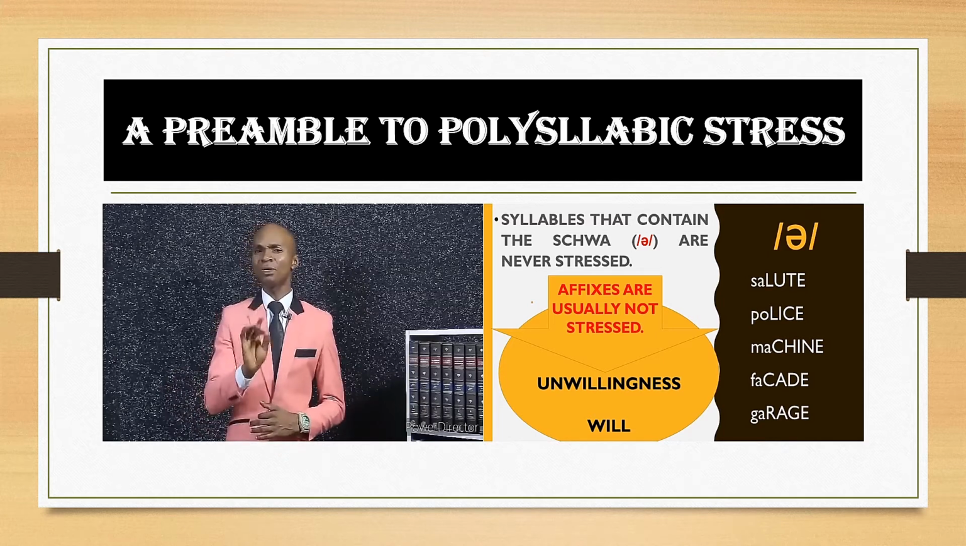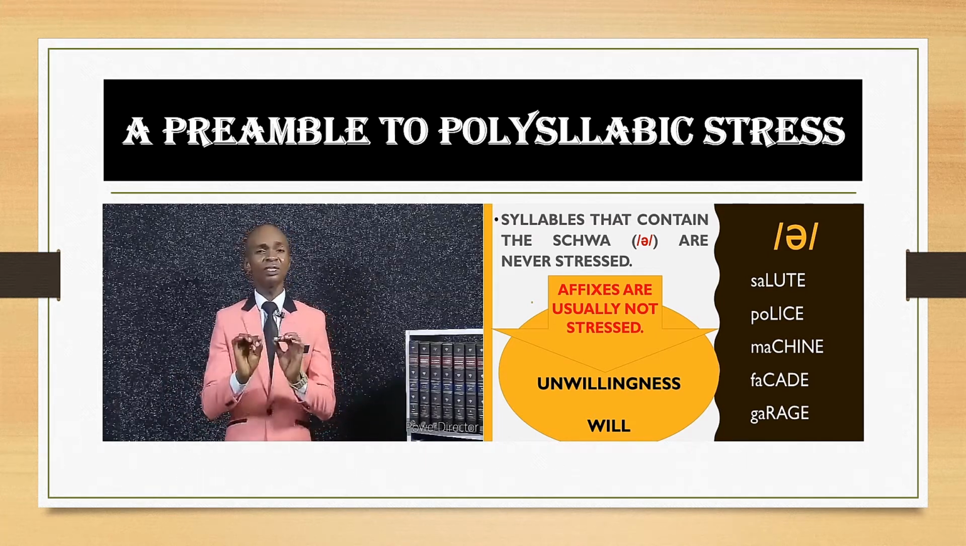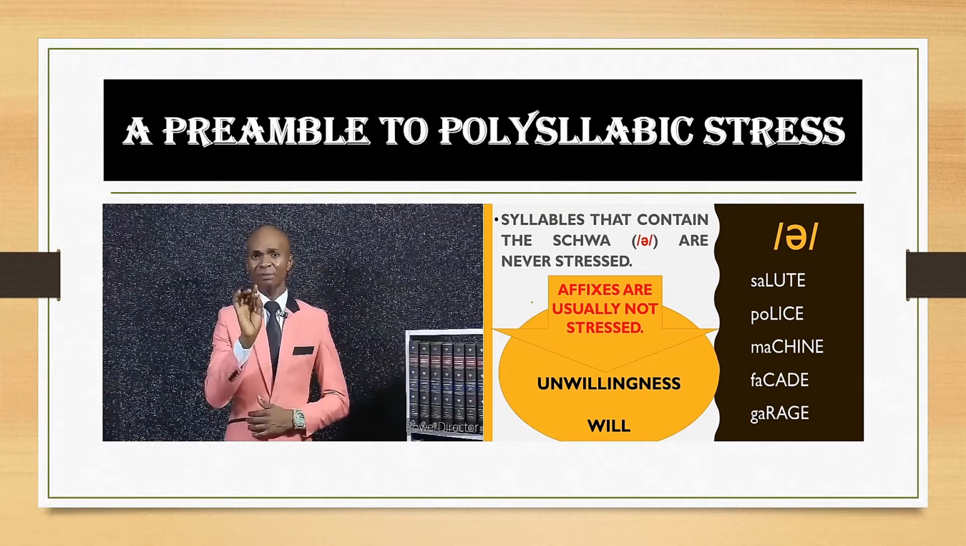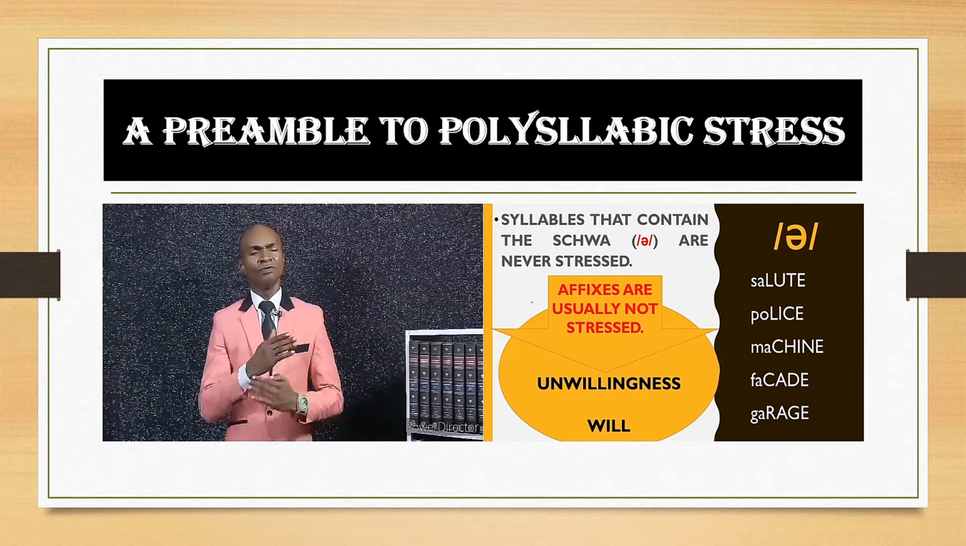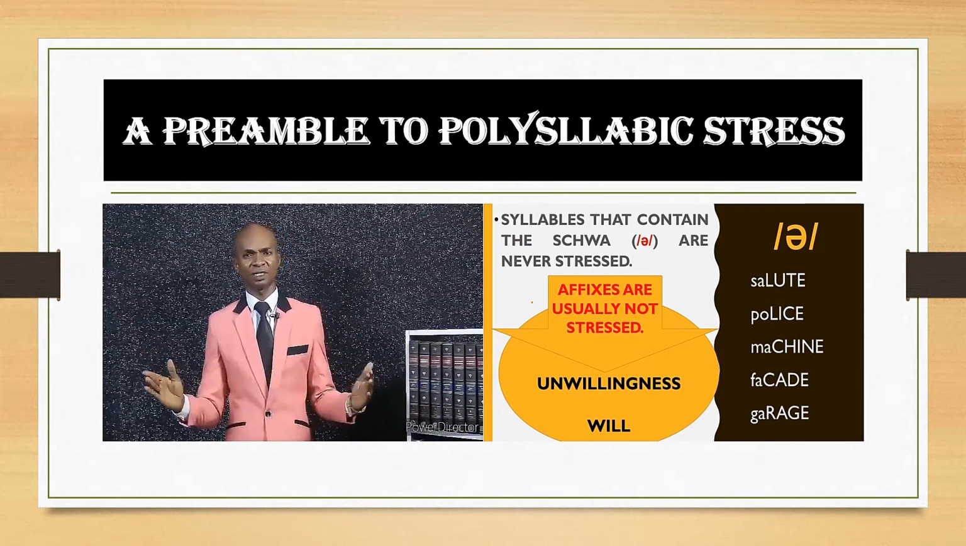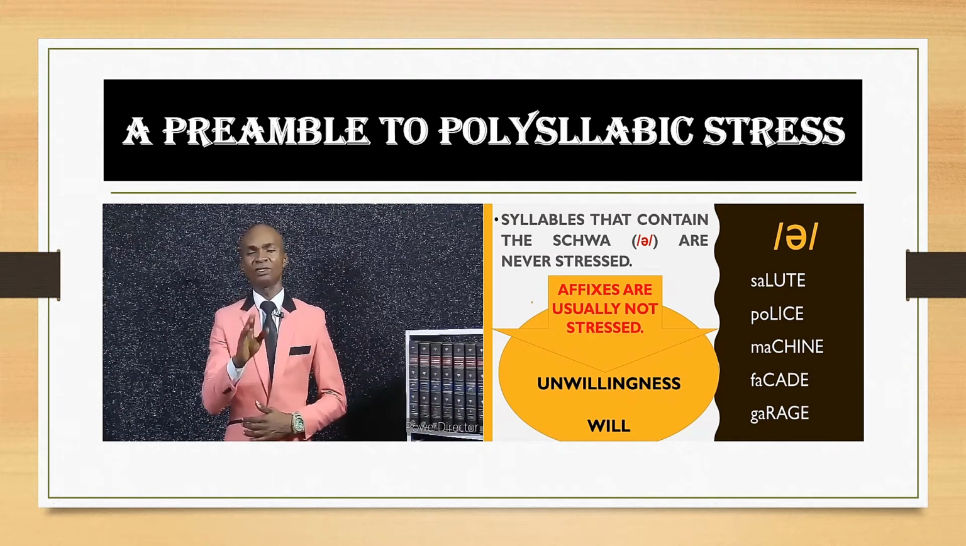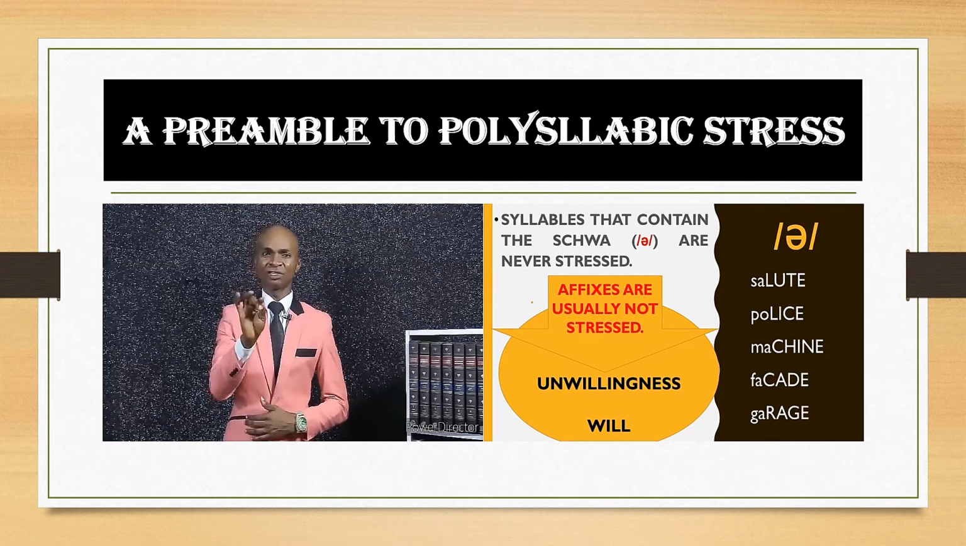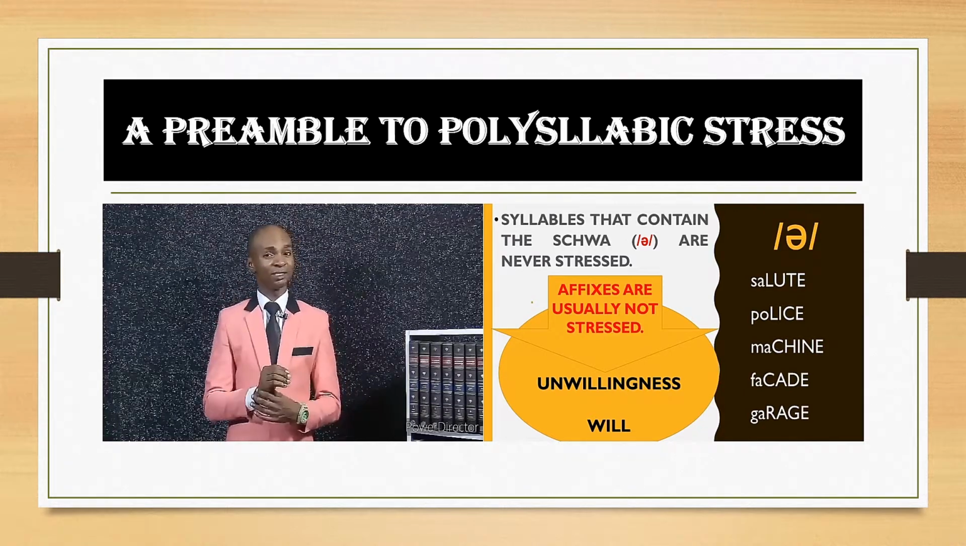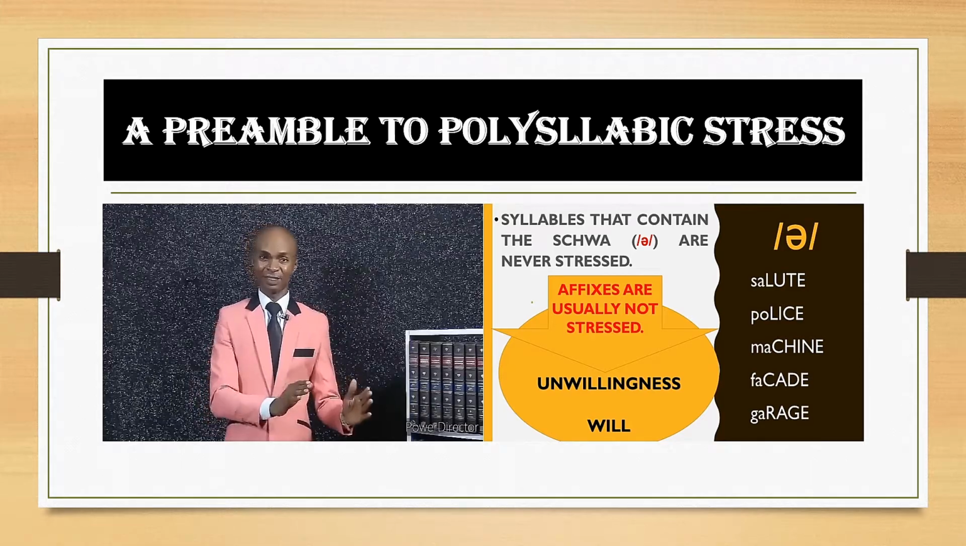Now, if you want to place stress on this word, unwillingness, taking knowledge of the fact that prefixes and suffixes are usually not stressed, remove the prefixes and suffixes from that word. If we do that, what we'll have left is will, which is W-I-L-L. That means that syllable is where the stress is placed. So you see the importance of understanding prefixes and suffixes.